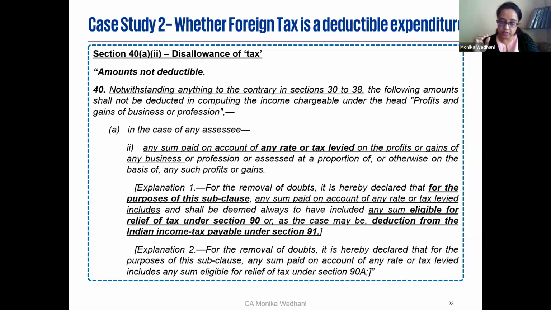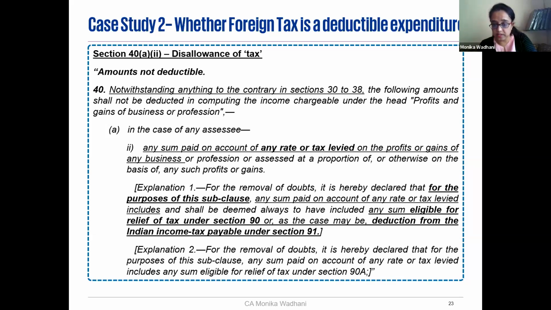So friends, if we have to take the meaning that tax is to be confined only to Indian income tax as per 2(43), if that was the proposition, what was the need for the introduction of explanation 1? Whether this explanation 1, which talks about the relief of foreign taxes under section 90 or 91 as the case may be, is expanding the scope of 40A(2), or is it explaining the scope of section 40A(2)?